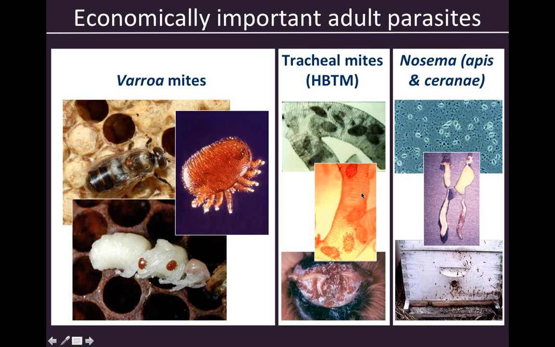Then we have tracheal mites, which are these tiny microscopic mites that live inside the breathing tubes of bees, these tracheae, and they also will feed on the hemolymph of the bees, but because they're so large compared to the size of the tracheae, they don't allow for proper respiration and gas exchange inside the bees, and you can see these damaged tracheae with all of these mites inside.